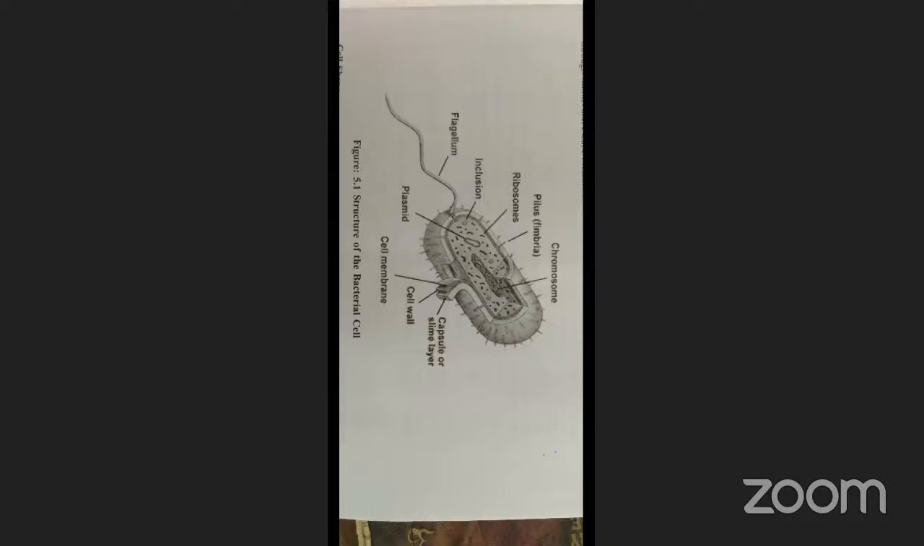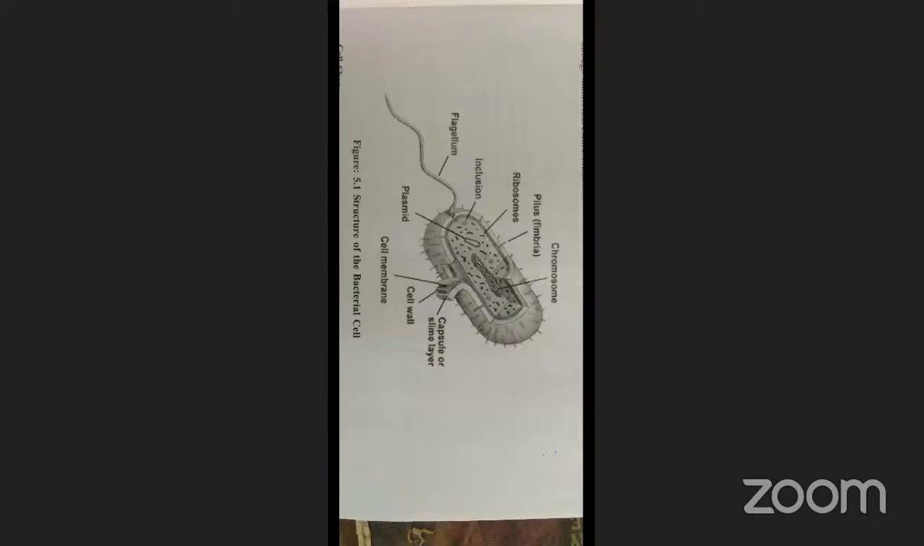The next one is the bacterial cell wall. The cell envelope is composed of the plasma membrane and cell wall. The bacterial cell wall provides structural integrity to the cell. The bacterial cell wall gives the specific shape of the bacteria.